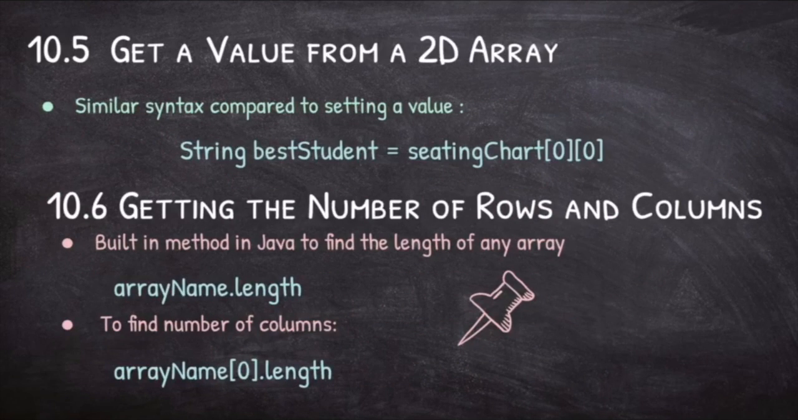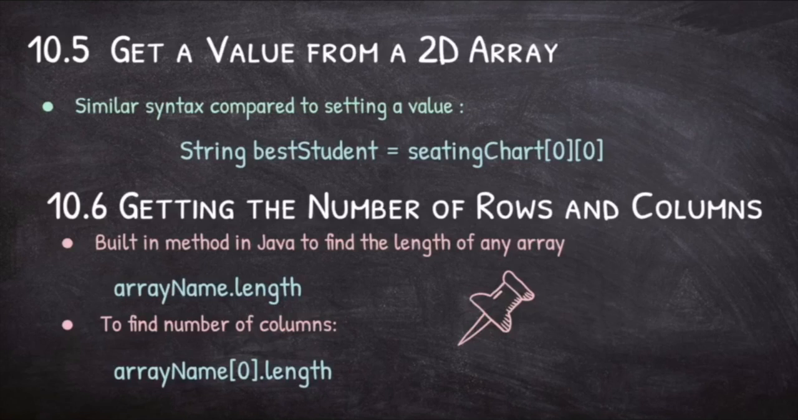It's actually very similar syntax for getting a value of a 2D array to setting a value. So you use the name of the array immediately followed by the position in the brackets. So in this example, we have string bestStudent, and it's going to be equal to seatingChart and the following position, the row and the column.